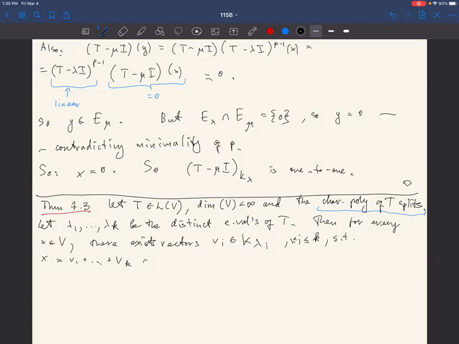All right, so let's demonstrate this. Proof. Okay, so we're going to argue by induction on k, the number of distinct eigenvalues of T.